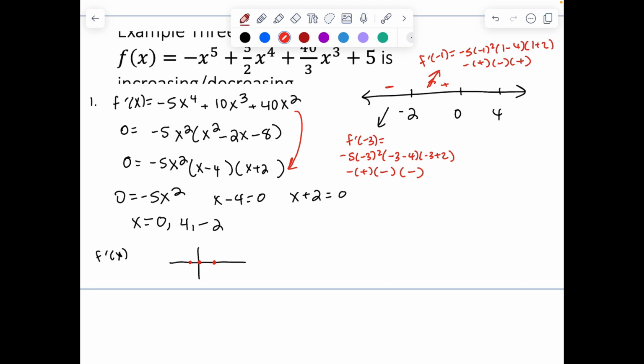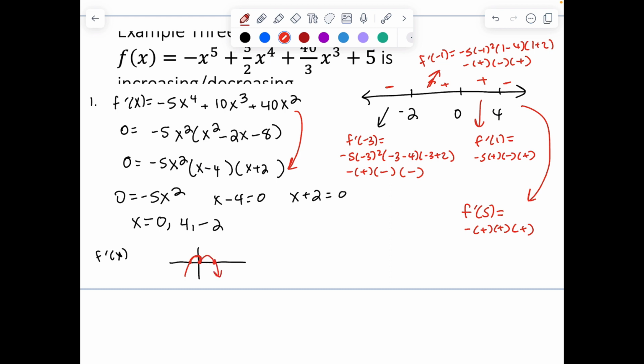So far, if I go back down to my sketch I was doing down here, I know that the graph is negative before, and then it's positive between these two numbers. So far, that's what I know. I'm going to plug in 1. F prime of 1 equals -5 times 1 squared, which is a positive, negative, positive. So that ends up being a positive again. And then finally, f prime of 5, I'm going to plug in negative, positive, positive, positive. So it's a negative.